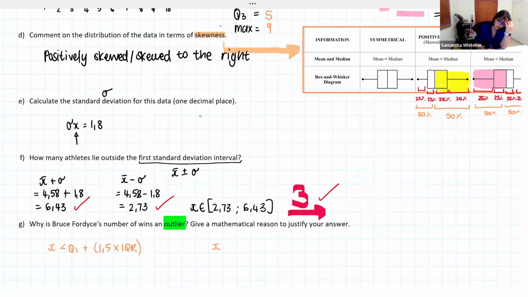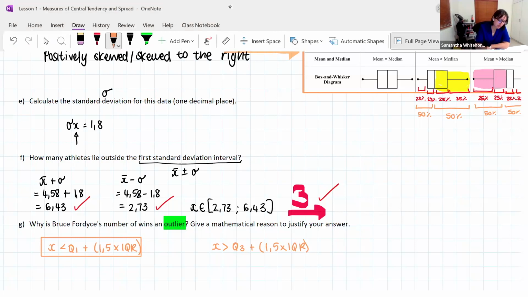For an upper outlier, we're looking for where it's greater than Q3 plus 1.5 times our IQR. And then you just go and work that out, okay? Now, we don't need to work out the lower limit because Bruce Fordyce is the specific question we've been asked here, and he's on the upper end. So you can work out an outlier that would be much smaller, but in this question it's not important. It's important for us to use the upper.